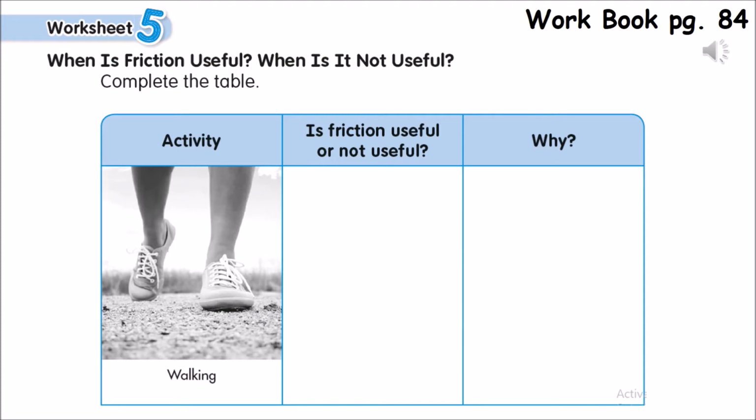In your workbook on page number 84, let's complete the table together. The question is, when is friction useful and when is it not useful? So let's look at the activity.